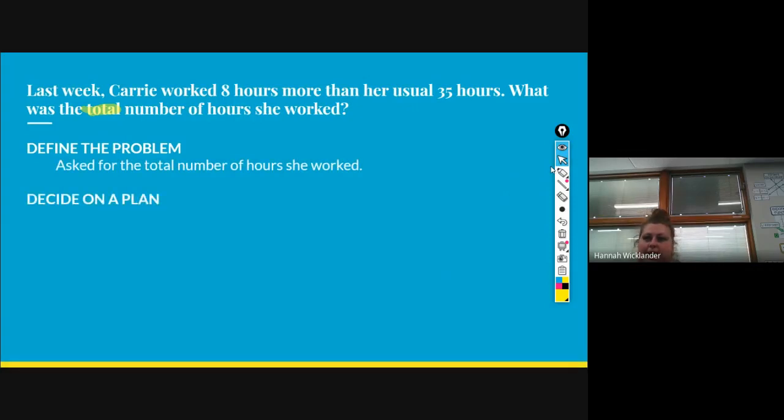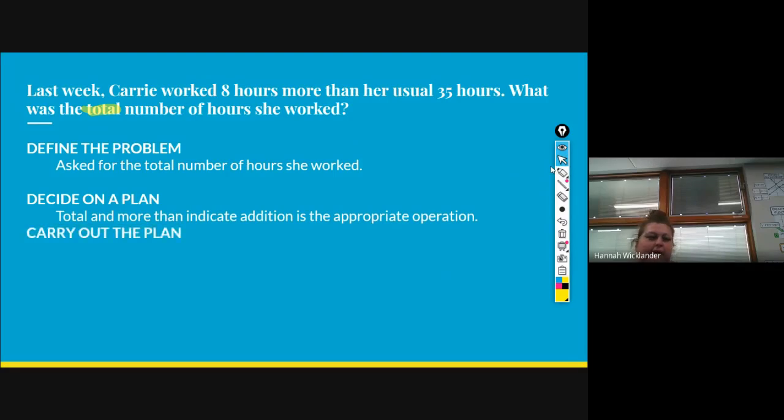Decide on a plan. So I'm going to add together 8 and 35. I know I need both pieces of information here. So addition, I'm going to add those two together. Carry out the plan. 35 plus 8 gives me 43.